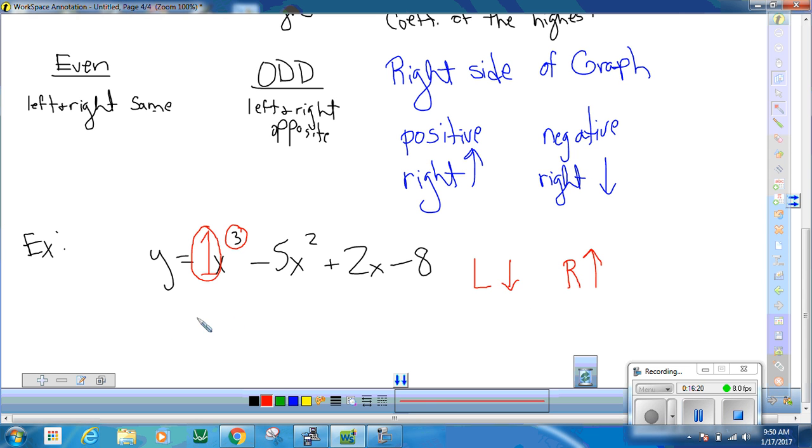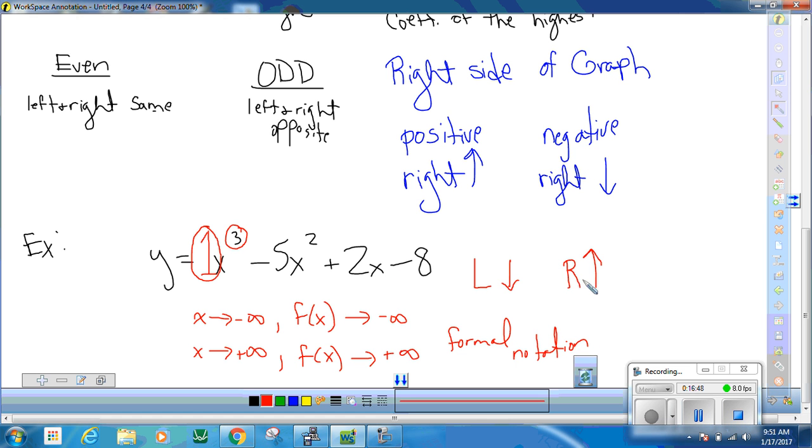If we were writing this in formal notation, as x is going to the left, which is negative infinity, f of x is going to negative infinity, because on the left it was going down. And as x is going to positive infinity, that's the right, then f of x is also going to positive infinity because the right side was going up. So this would be our formal notation.